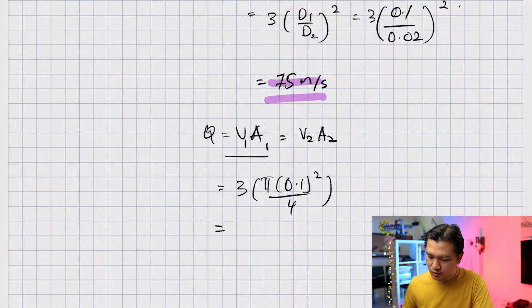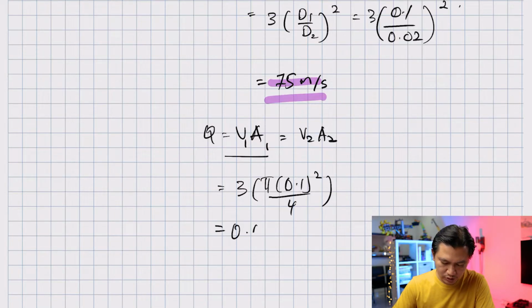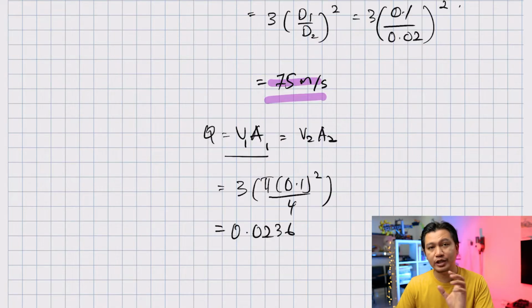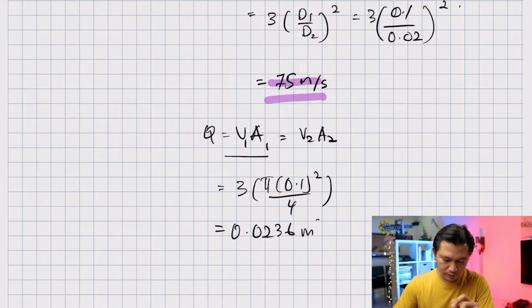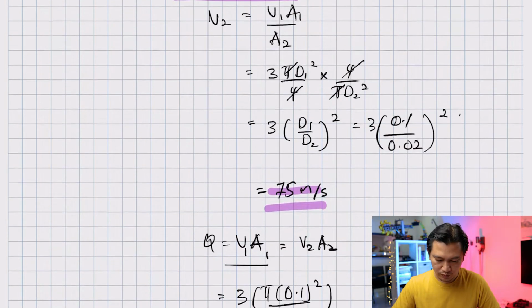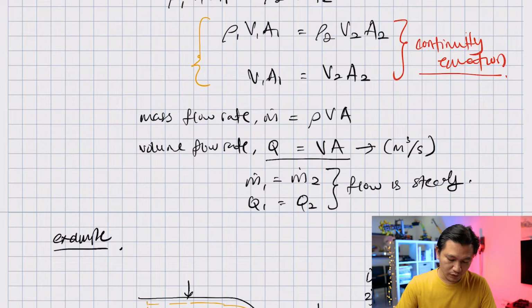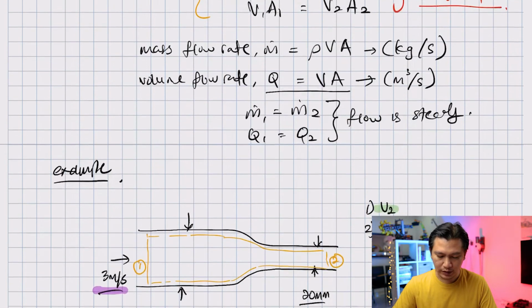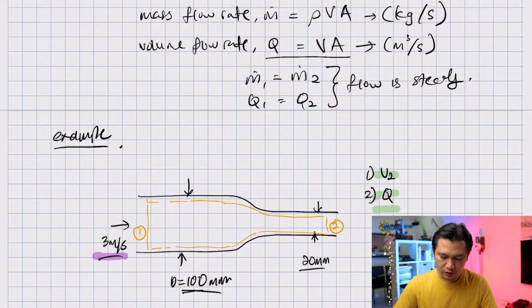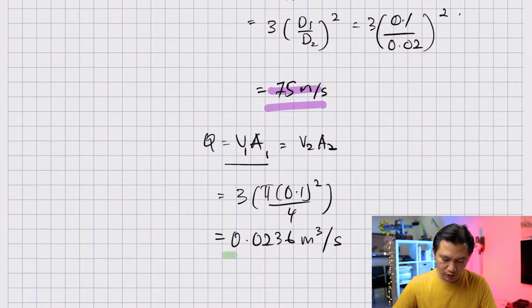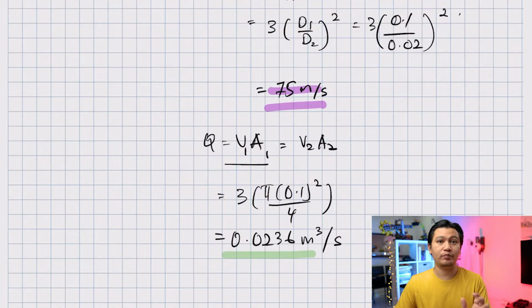That will be 0.0236. This is 0.0236, and Q is in meter cube per second. Alright, I think I forgot to mention this before. The unit for Q is meter cube per second, and the unit for mass flow rate is of course kilogram per second. Now we know that Q for this problem is 0.0236 meter cube per second.